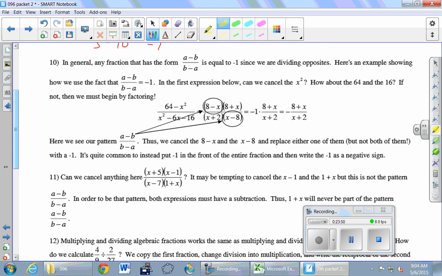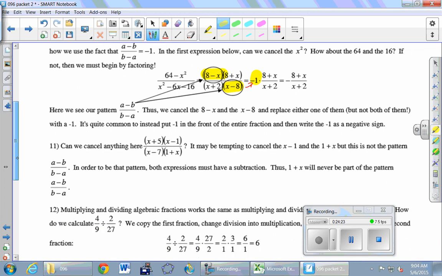And so I'll highlight this guy, and they become this negative 1 that you can see sort of coming from out of nowhere. But you have to introduce that negative 1 when you cancel, and you just bring it in. And so that negative 1 in the front, I've just put as a solitary negative sign out in the front. So 8 plus x over x plus 2 with a negative sign in the front. Questions on that one? Okay, so it's just a new pattern for you to think about.